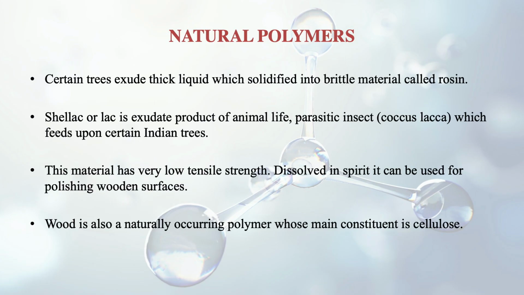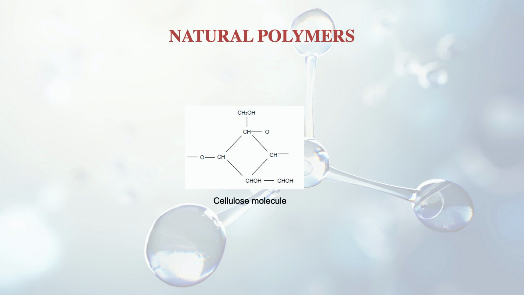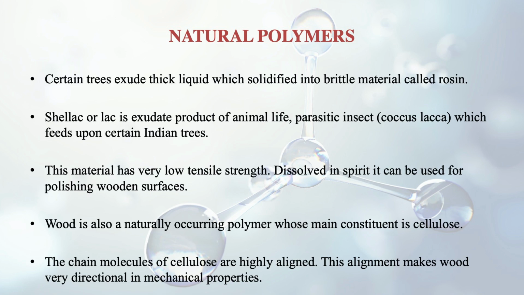It's a natural polymer. And finally, one of the most common natural polymers we all know and use is wood, a naturally occurring polymer whose main constituent is cellulose. You can see in the diagram the structure of the cellulose molecule. The chain molecules of cellulose are highly aligned, and this alignment makes wood very directional in mechanical properties. So wood becomes a directional type of polymer where the mechanical properties will be good in one direction and may not be good in the other direction. So it is not isotropic in that sense.